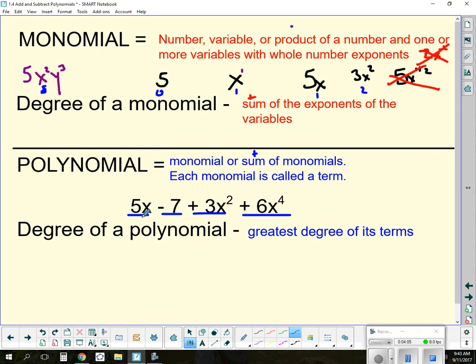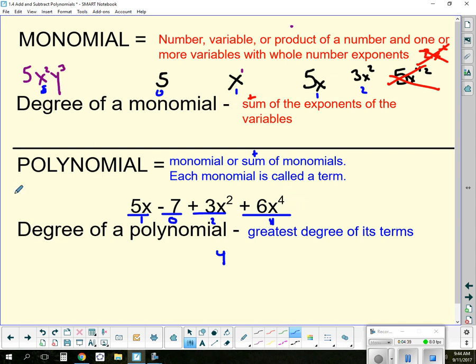So 5x, the degree is 1 because we have x to the first power. The degree of 7 would be 0 because it has no variables with it. The degree of 3x squared is 2, and the degree of 6x to the fourth is 4. So therefore, the greatest of those numbers is 4. The degree of this polynomial is 4. You can have more than one variable in a polynomial, but we will only work with ones generally that have one variable in the entire thing. And in that case, it's just the highest exponent on all of your terms.